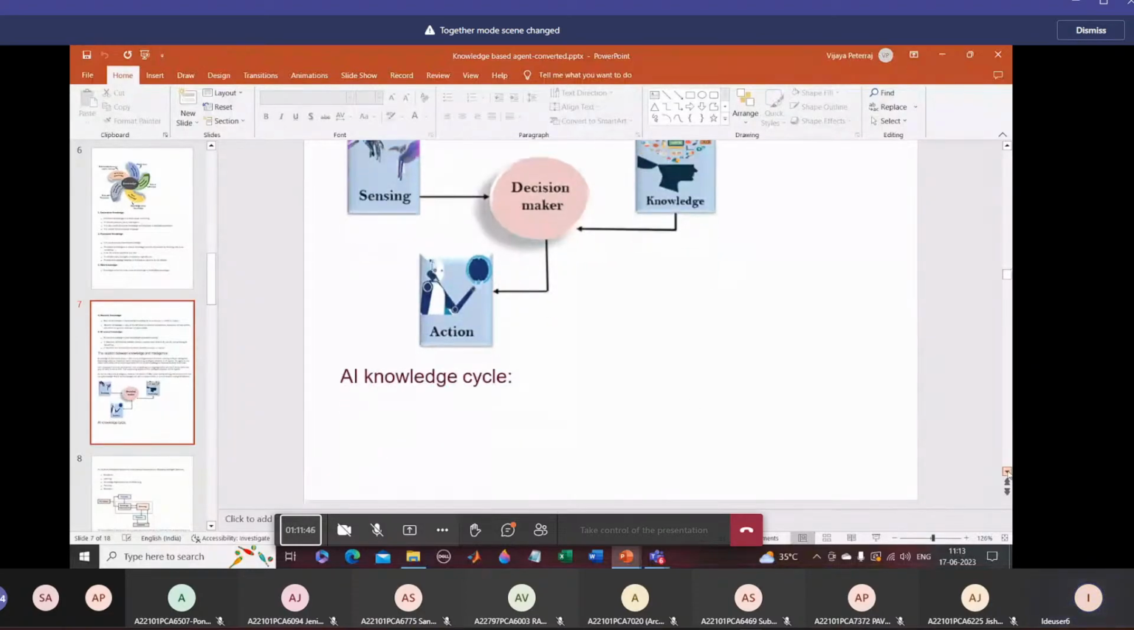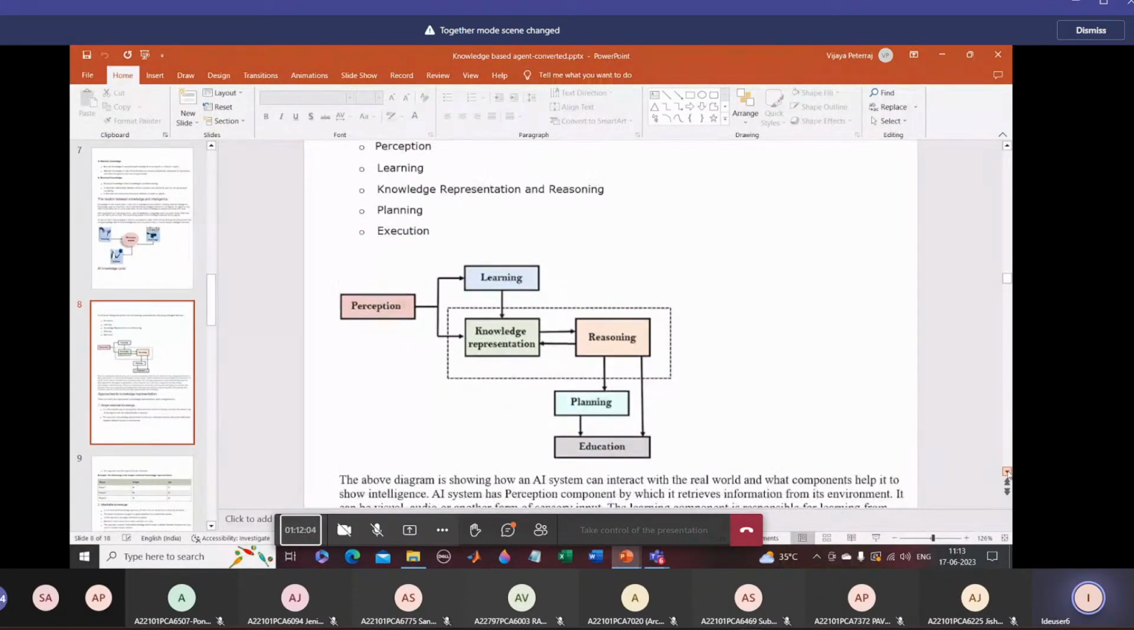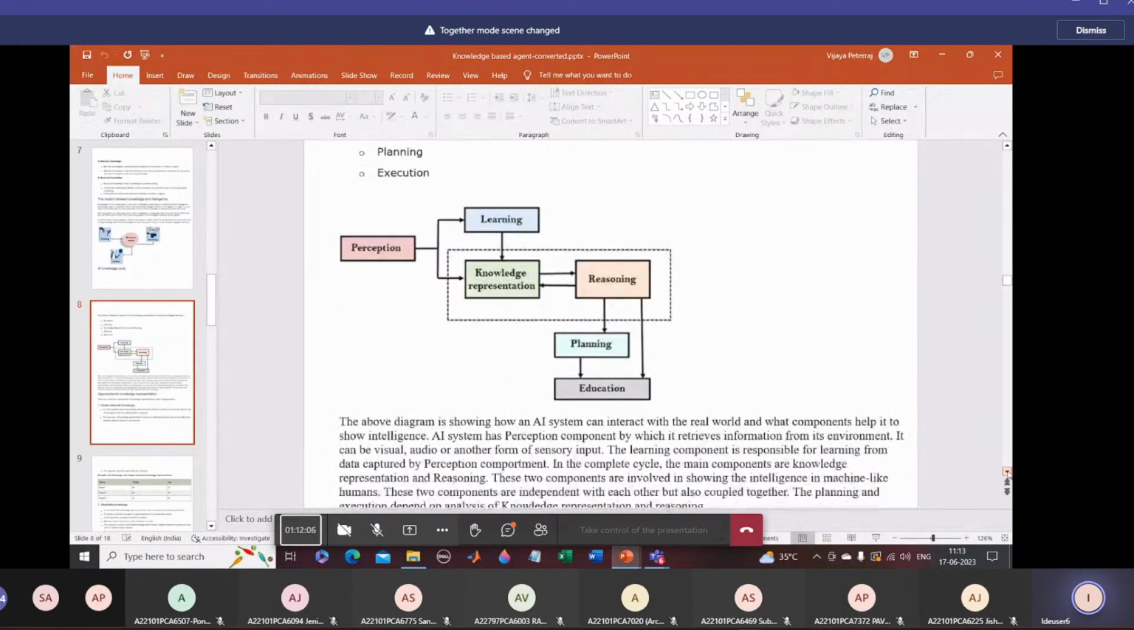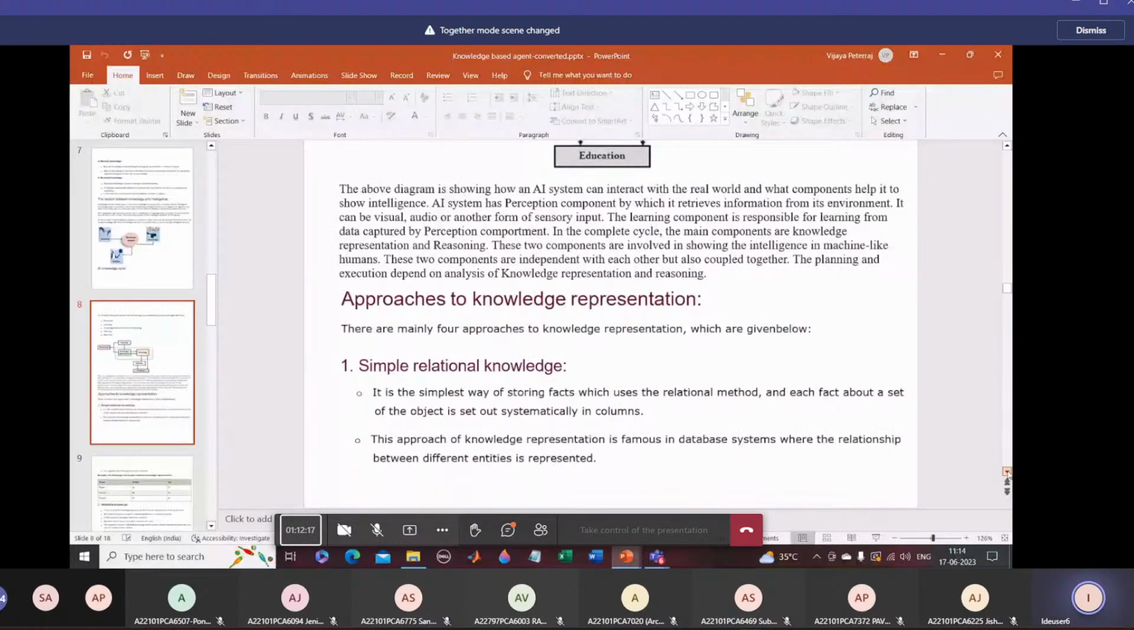You see this: perception, learning, then knowledge representation, and then planning. We have to have the knowledge representation as well as the reason why you have chosen all that, then planning and execution. This is how an AI system can interact with the real world, and these are the things which make it intelligent. So what are the different approaches to knowledge representation?